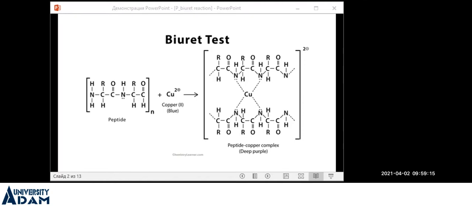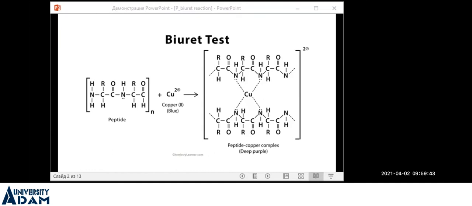Because if you're talking about copper, it has a specific color. Its color will be blue. Usually we use for this reason copper sulfate, and copper sulfate will give us a blue color.